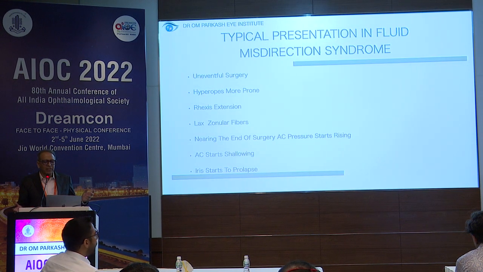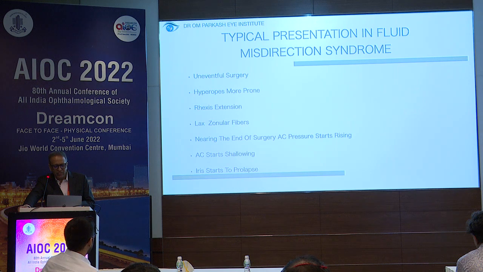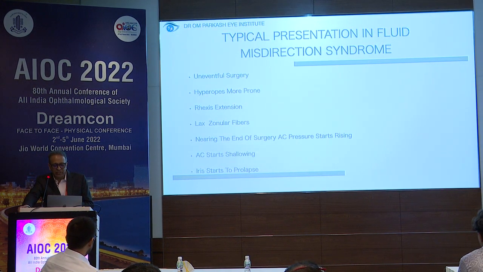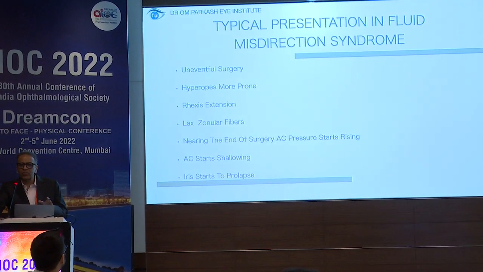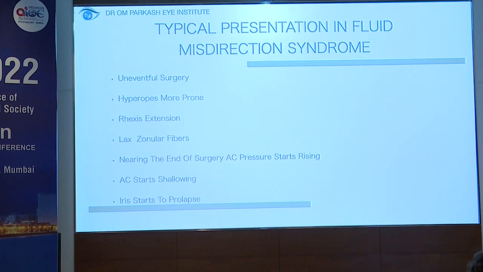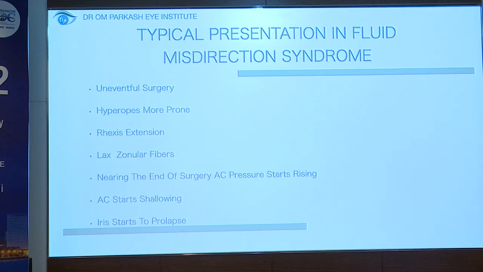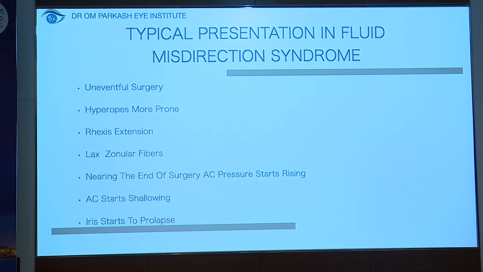So how does it typically present? Well, you will find that the surgery is going on in a very uneventful way. More or less, though not always, these are the hyperopes who are more prone. You will find that at times there is some bit of rhexis extension, but there are quite a few situations where the rhexis is intact. What happens most probably in these cases is that there are lax zonular fibers which allow the entry of the BSS into the posterior segment.